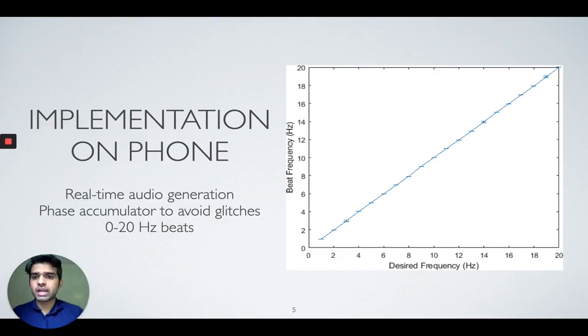So we created an Android app which does not have pre-recorded audio that just loops through. Instead, we generate the samples in real time, cycle by cycle, and embed a phase accumulator so that we could avoid any discontinuities in the signal at frequency transitions. This app can provide frequencies in the 0 to 20 hertz range, and the test results are shown on the right, x-axis desired frequency and y-axis measured frequency, and as you can see, it fits perfectly well and it works. So that's the auditory stimulation in the app.